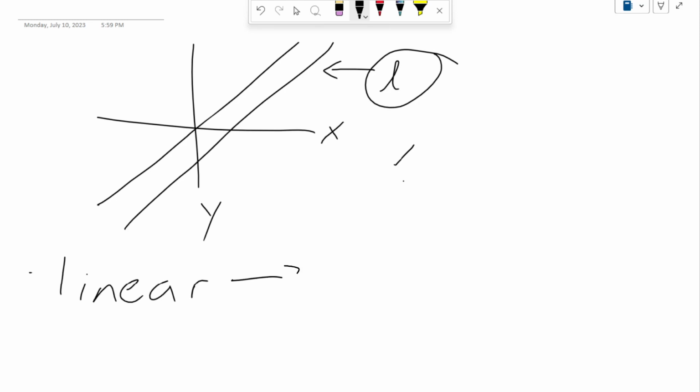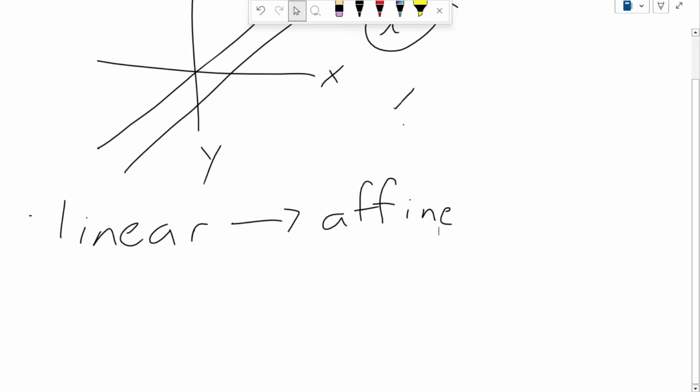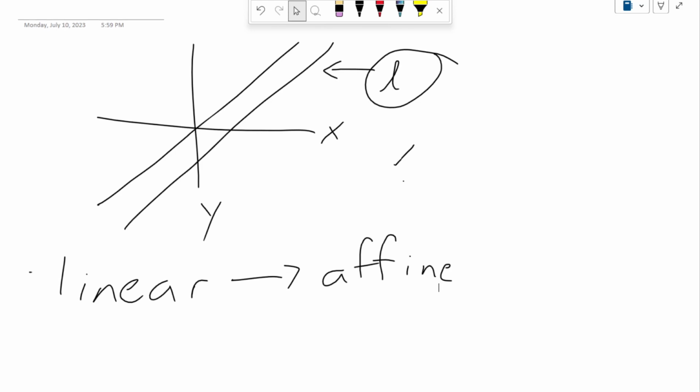We're going to go from linear to affine. And this transition, linear to affine, is basically going from only being able to talk about lines and planes and other things that pass through 0 to being able to use the same tools we have been using to talk about these sorts of things that don't go through the origin.